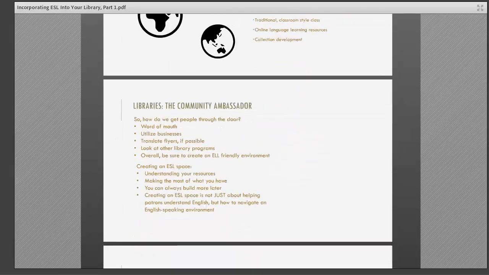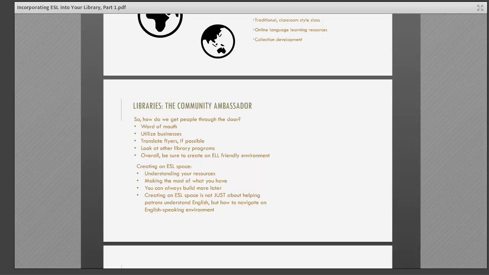Okay, so how do we get people through the door? You have all these great things you want to do, but how do you get people to actually show up? Well, never underestimate word of mouth. If you have a patron who is kind of a community ambassador for the populations you're trying to reach out to, get them to spread word. Utilize businesses. Anywhere you can put a flyer, put it there. And while you're at it, translate the flyers if possible. If nothing else, translate the key points using Google Translate. It may not be perfect, but it's efficient and it gets the point across.